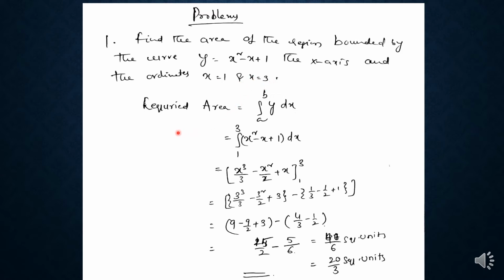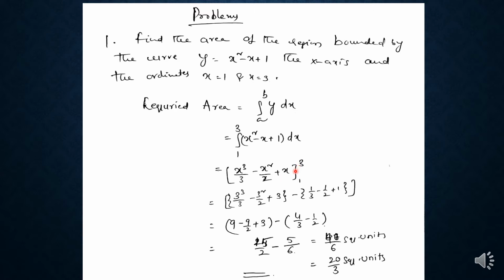So we have the formula: required area is equal to integral a to b y dx. So we have given the limits a to b from x is equal to 1 to x is equal to 3. What is y? The given curve is x square minus x plus 1 dx. By integrating this function, we will get x cube by 3 minus x square by 2 plus x from 1 to 3.